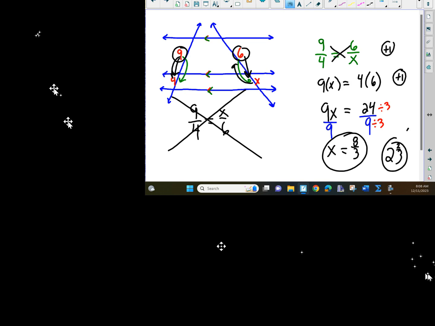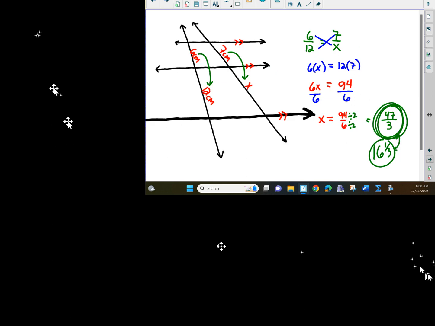You can leave it as 8/3, or you can write this down as 2 2/3. I probably wouldn't do that, but it's not wrong. The only thing I do not want is a decimal.